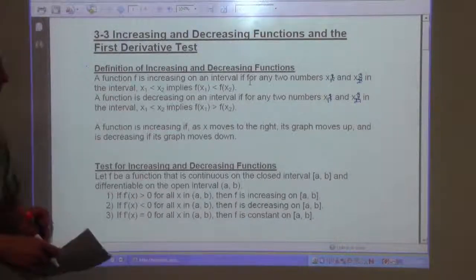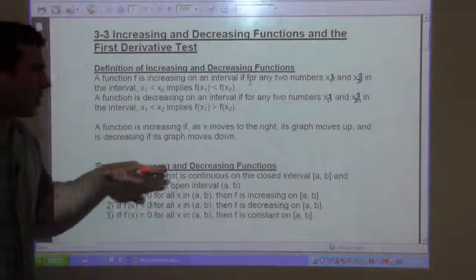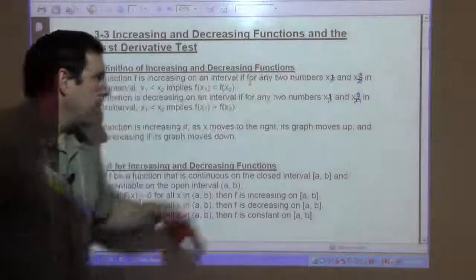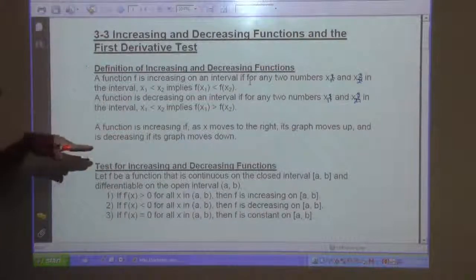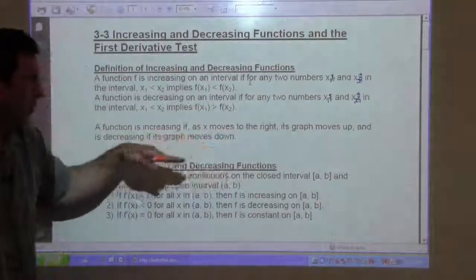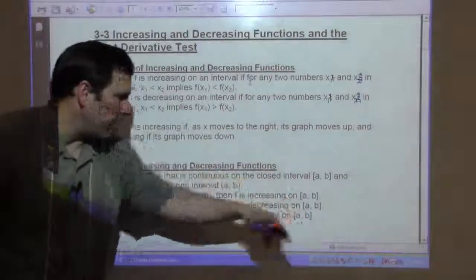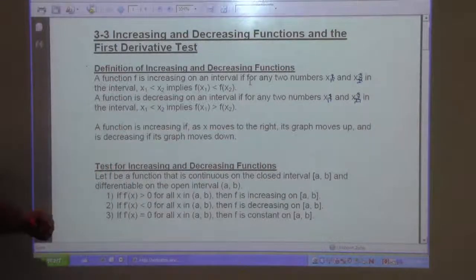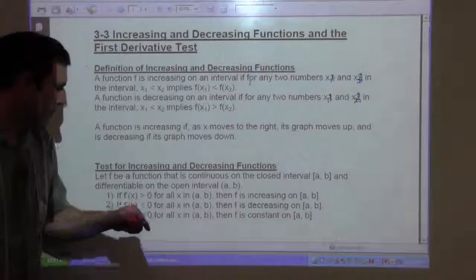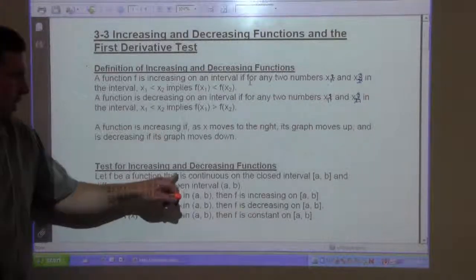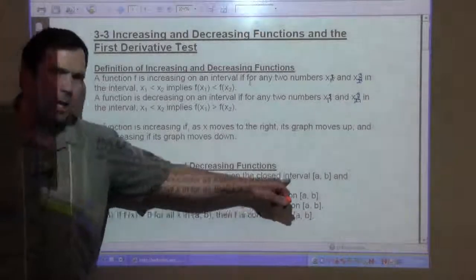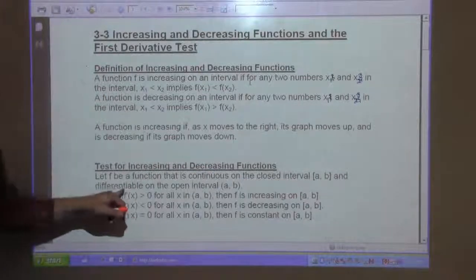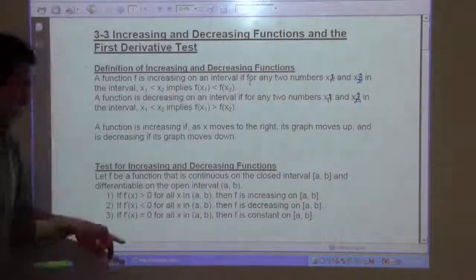A function is increasing if, as x moves to the right, the graph moves up, and is decreasing if, as x goes to the right, the graph goes down. Test for increasing and decreasing functions. Ready for this? Let f be a function that is continuous on the closed interval from a to b, and differentiable on the open interval from a to b.